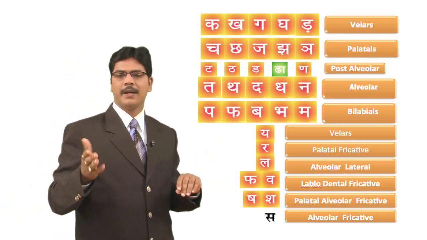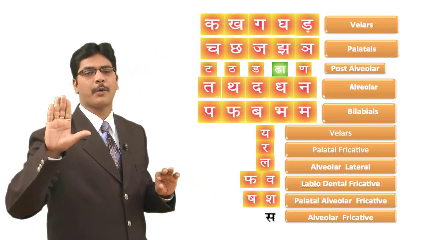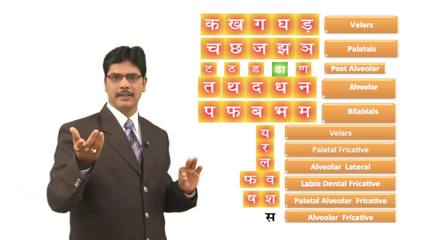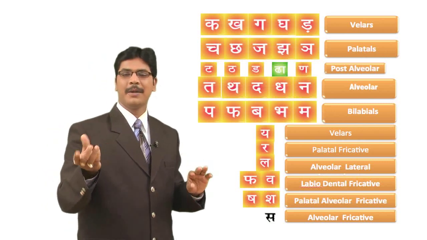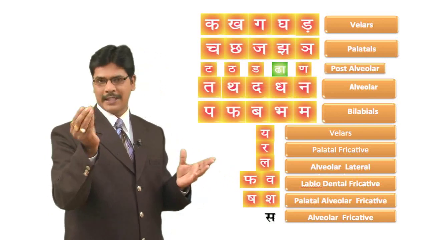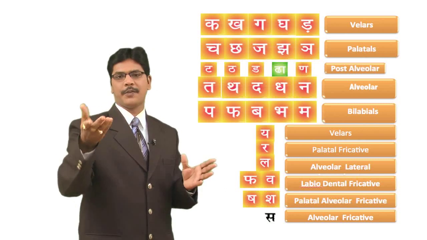And 5 is L. It's called an alveolar lateral approximant. See the way you pronounce T and L. Just say T, L. Almost the same. But L is not like T. The way the tongue touches in the mouth, the place is the same, but the sound is different.